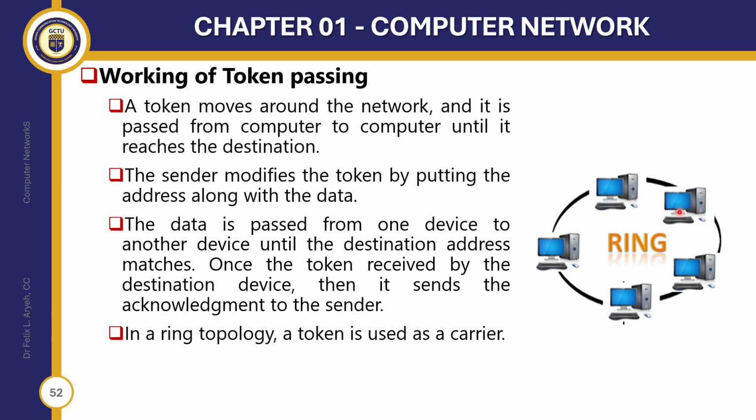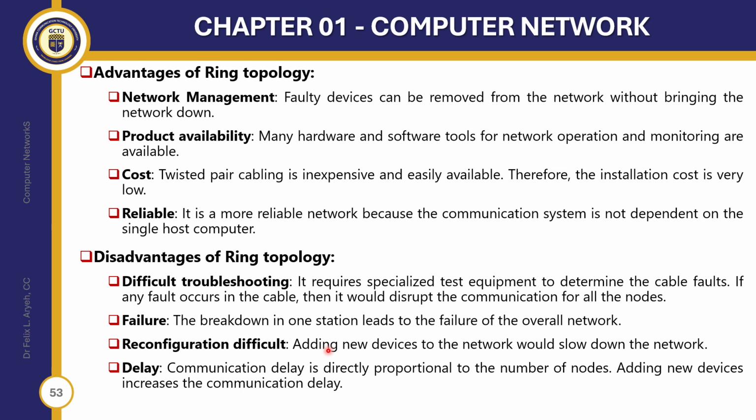So the address was added to the data. When it gets here, it's the same address. Once it matches, the token is received by the destination device. And then it sends the acknowledgement back to the sender that indeed I have received my message. So in a ring topology, a token is used as the carrier.